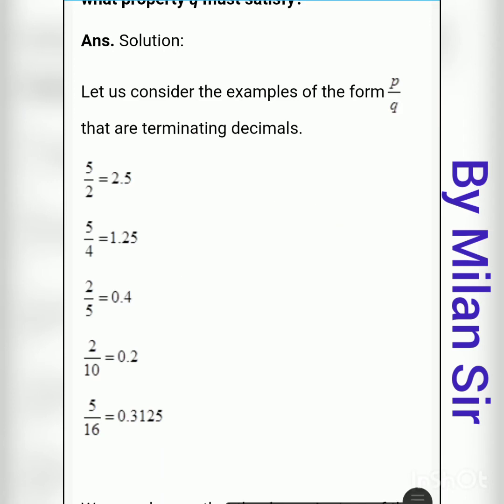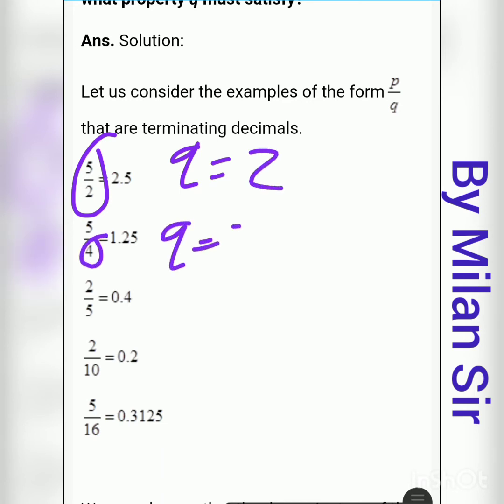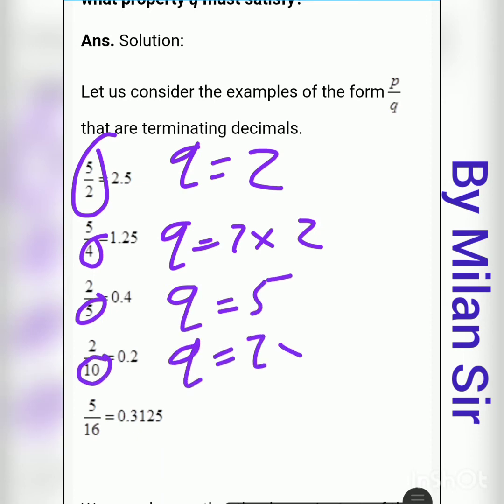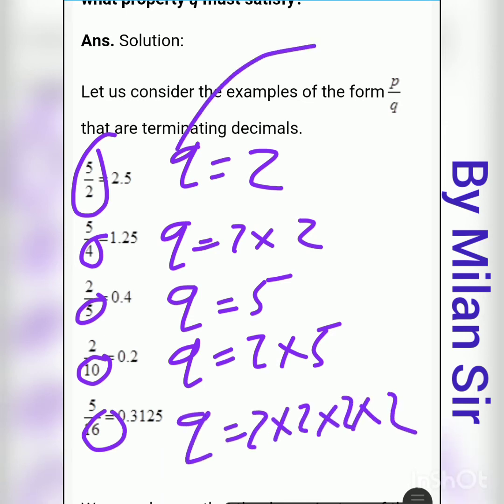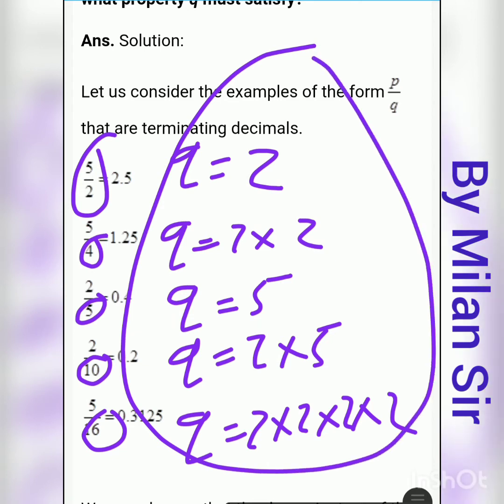That means, think about 5 by 2. Here in the denominator q we have 2. Here we have 4, that means 2 multiplied by 2. Here we have 5. Here we have 10, that means 2 multiplied by 5. Here we have 16, that means 2 multiplied by 2 multiplied by 2 multiplied by 2. So if you look at q, only the factors 2 and 5 are there. No other factors are there.